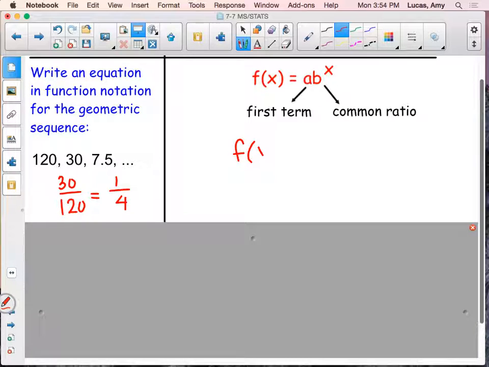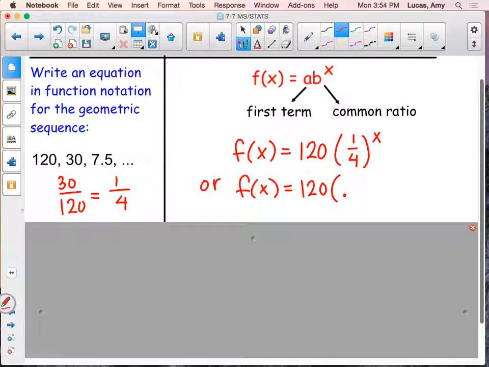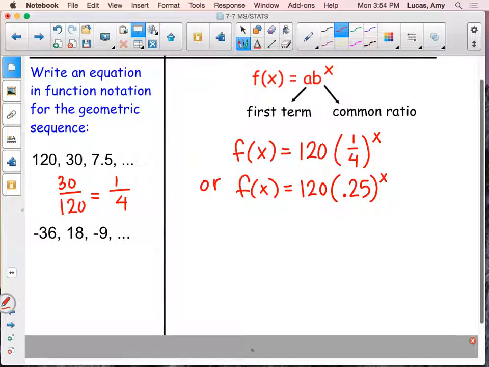So f of x equals the first term, which is 120, times 1/4 to the power of x. This could look a couple of different ways. It could also look like this. 120, and it could be 0.25 to the power of x. It could also be written with the dot instead of the parentheses, like I did on the last problems. Still means the same thing.